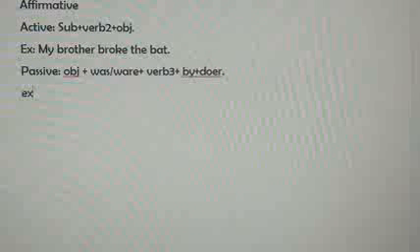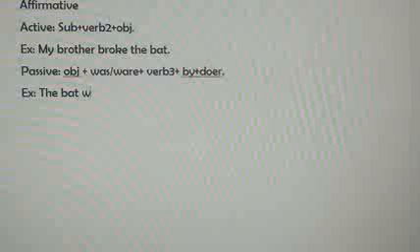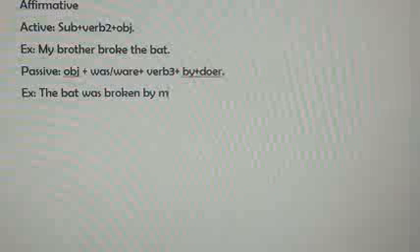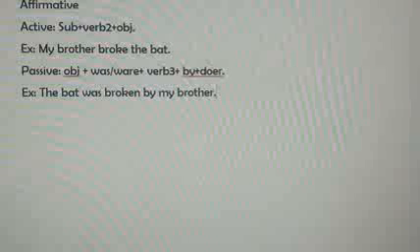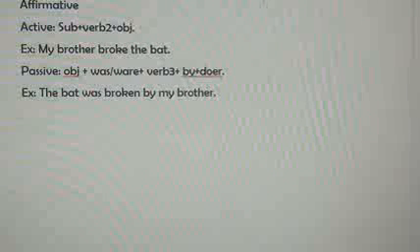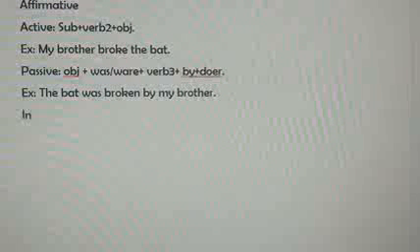Okay, let's see the example. The bat was broken by my brother. It will be the passive form of the sentence "My brother broke the bat," and the passive will be "The bat was broken by my brother." Now, my dear friend, I need to move to the interrogative section.